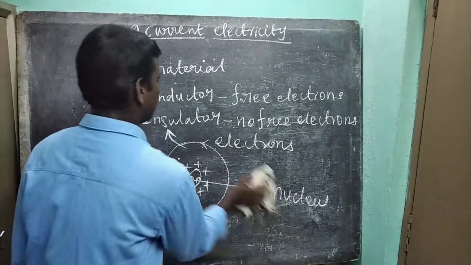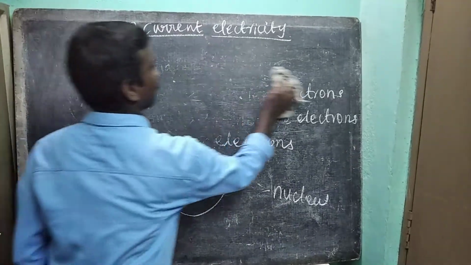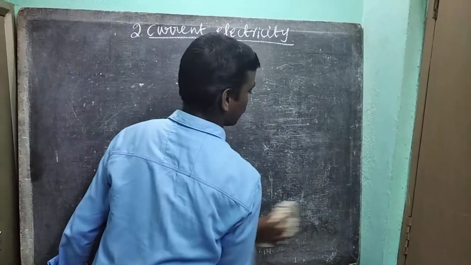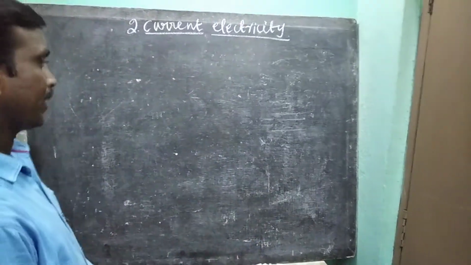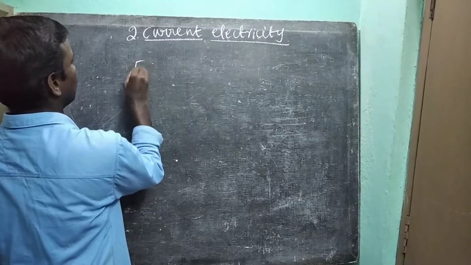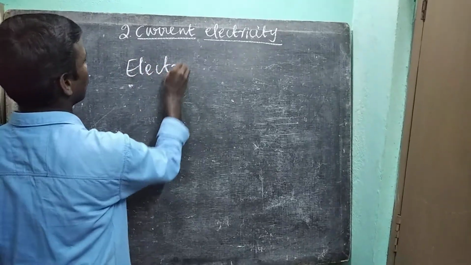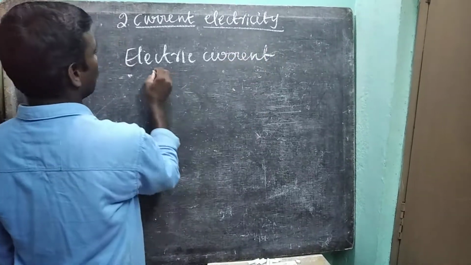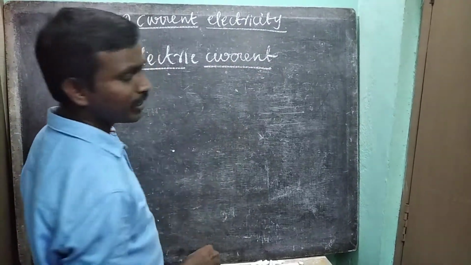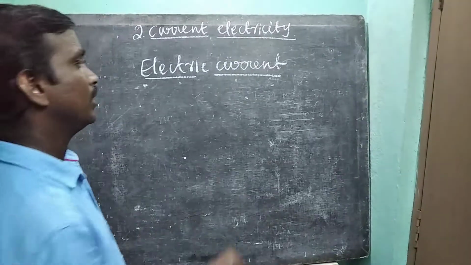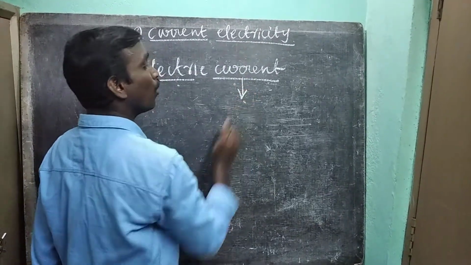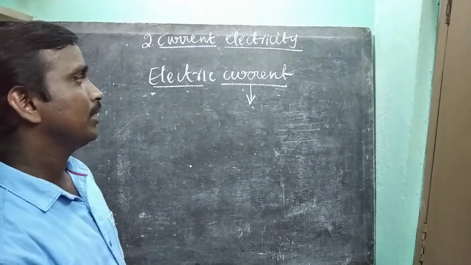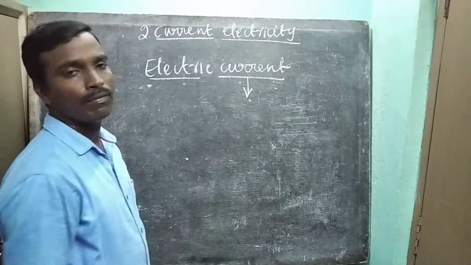Next topic is electric current. What is meant by electric current? Here, current means flow of charge.